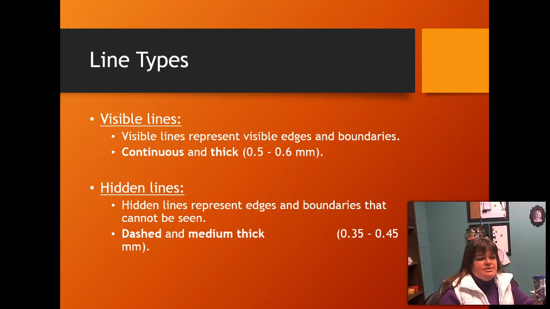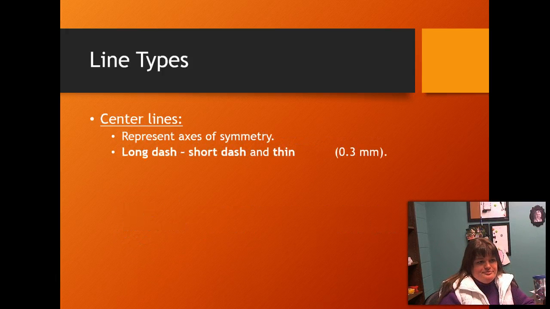So the first type of lines we'll talk about are visible lines. Those are just continuous and thick lines. So your normal line, continuous, thick, that's a visible line. Hidden lines, those represent edges or boundaries that maybe cannot be seen. So if I'm looking at something in a particular view, but I know that there's something beyond that, some type of feature that's there, then I would represent that with a hidden line. And that's a dashed line, not quite as thick as your visible line.